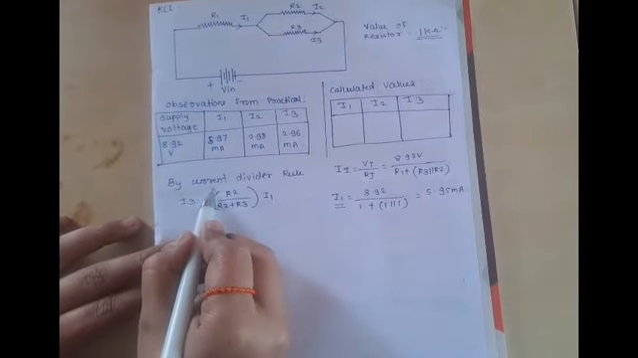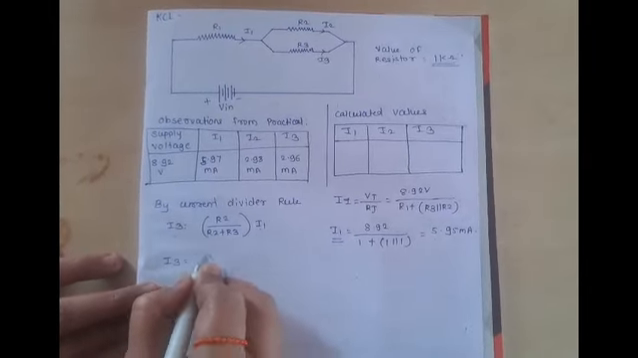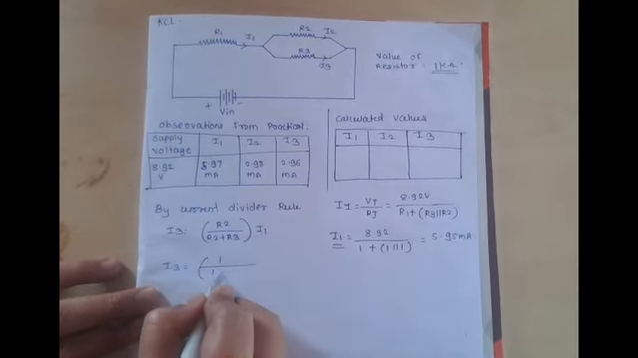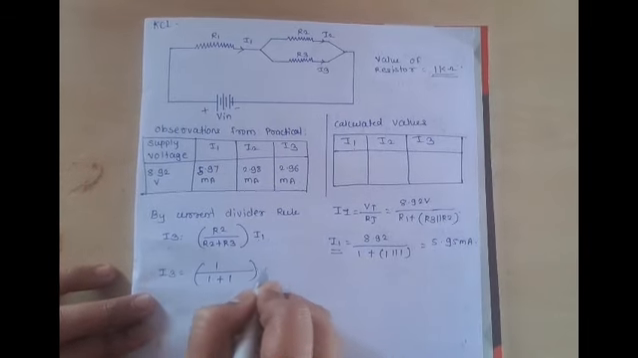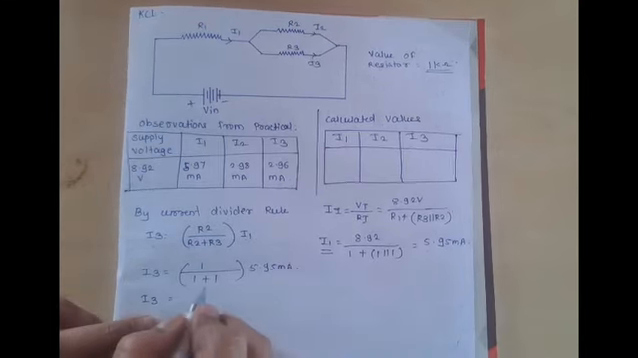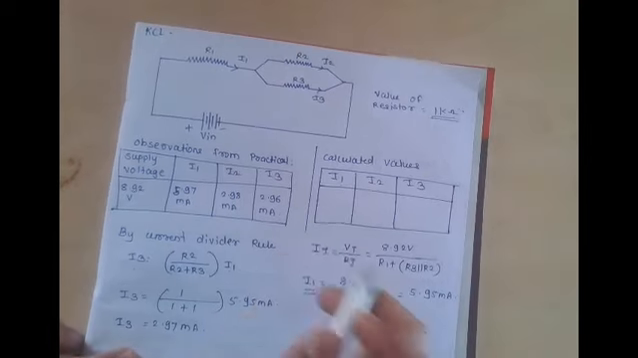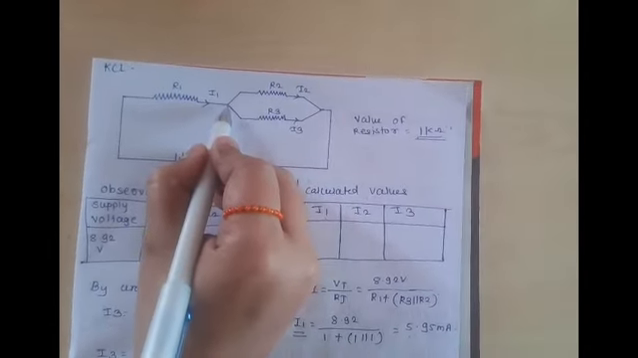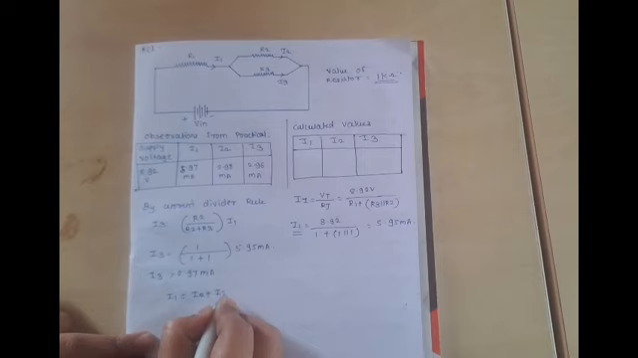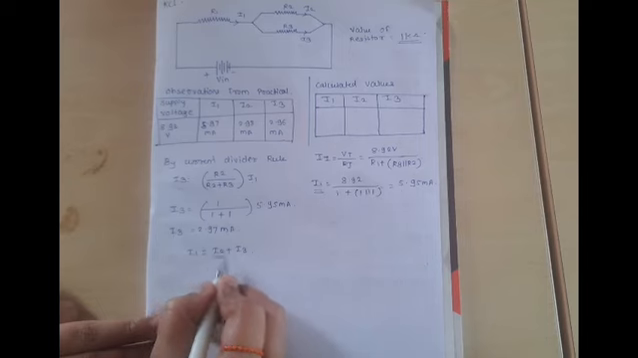By the current divider rule, we calculate the value of I3. The value of I3 equals R2, which is 1 kilo ohm, divided by R2 plus R3, 1 plus 1, the value of resistors in kilo ohm, times the value of I1, which is 5.95 milliampere. The value of I3 is 2.97 milliampere. By applying KCL at this node, we get the equation I1 equals I2 plus I3. Now putting the values of I3 and I1 in this equation, we get the value of I2.